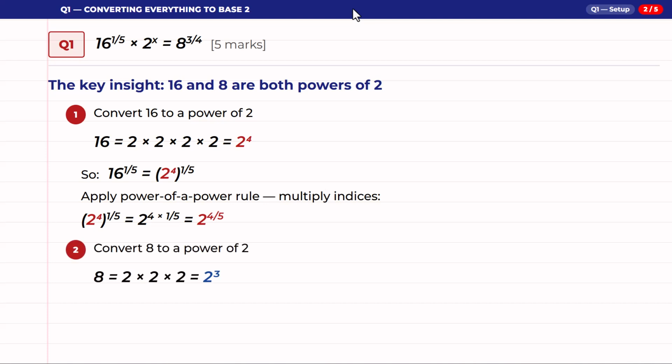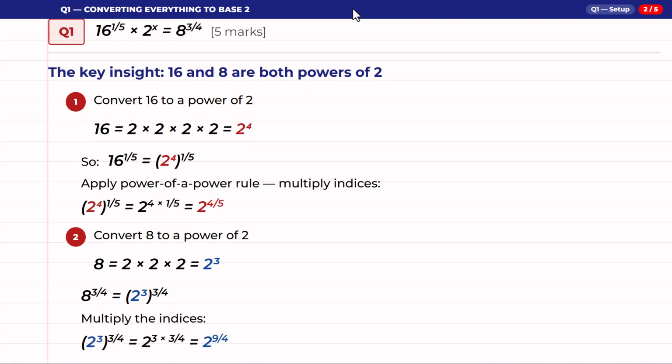Step 2. Convert 8. 8 equals 2 times 2 times 2, so 8 equals 2 to the 3. So 8 to the 3/4 becomes the bracket 2 to the 3 raised to the power 3/4. Power of a power again. 3 multiplied by 3/4 equals 9/4. So 8 to the 3/4 equals 2 to the 9/4.